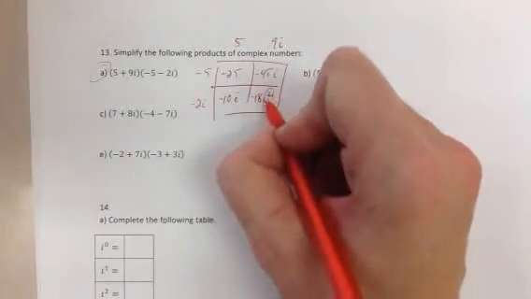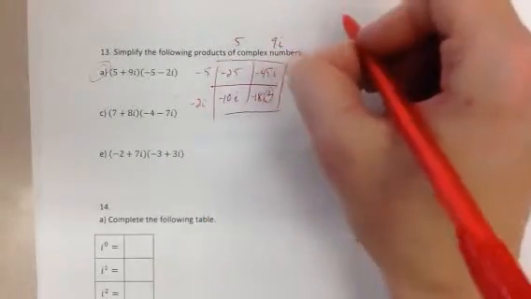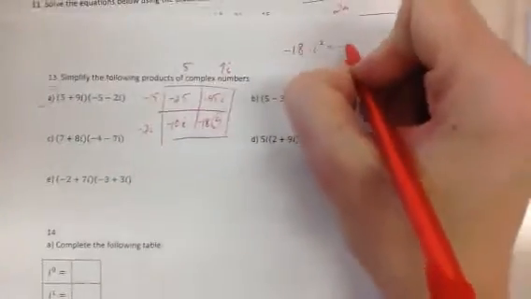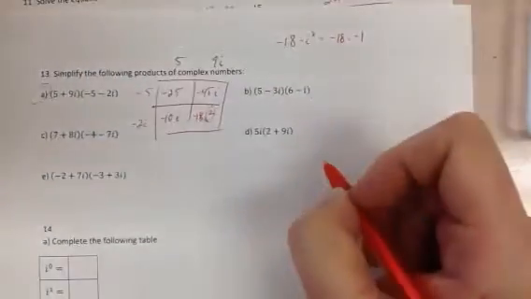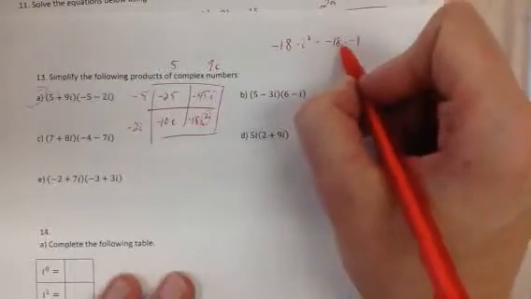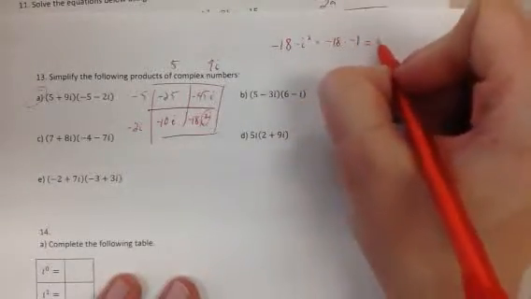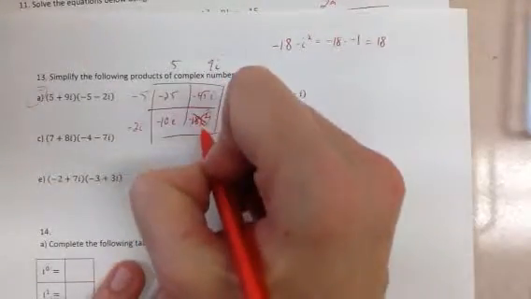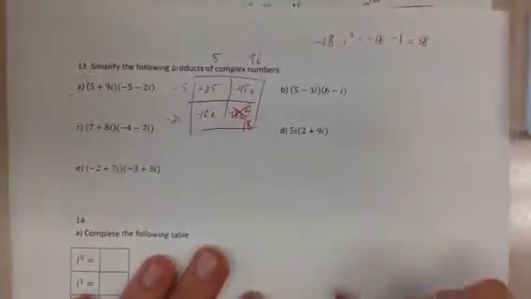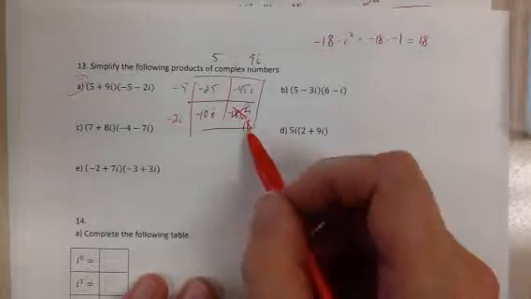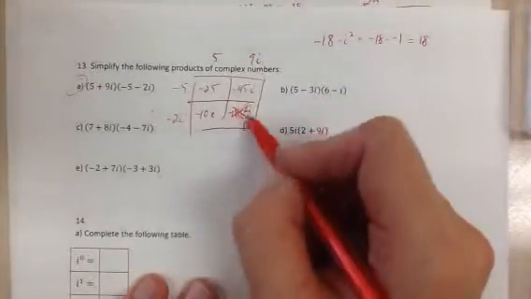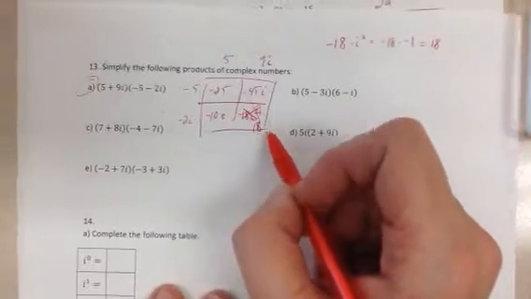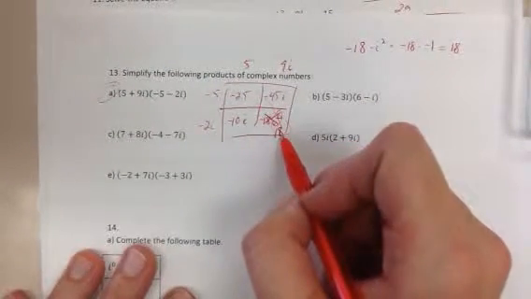So let's go over here to the side. -18 times i squared is the same thing as -18 times -1, right? And -18 times -1 is positive 18. So I can actually cancel this out and replace it with 18. And when I do that, I see that I actually have like terms here and here. It's a special thing about the i's. So that's the only thing that you really need to be careful about.